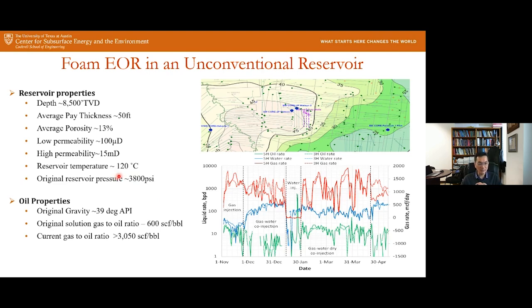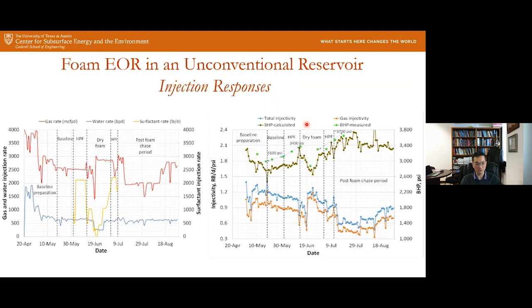And so what are the conformance issues in this reservoir? You can see the original solution gas oil ratio is only about 600 standard cubic feet per barrel of oil. But the current one is above 3,000 cubic feet per barrel of oil. So this is a very, very dramatic increase of the GOR due to the fracture dominated flow between the injector and the two producers. So let me share with you the injection response, and then I'm going to follow with the production response when we apply the foam injection.